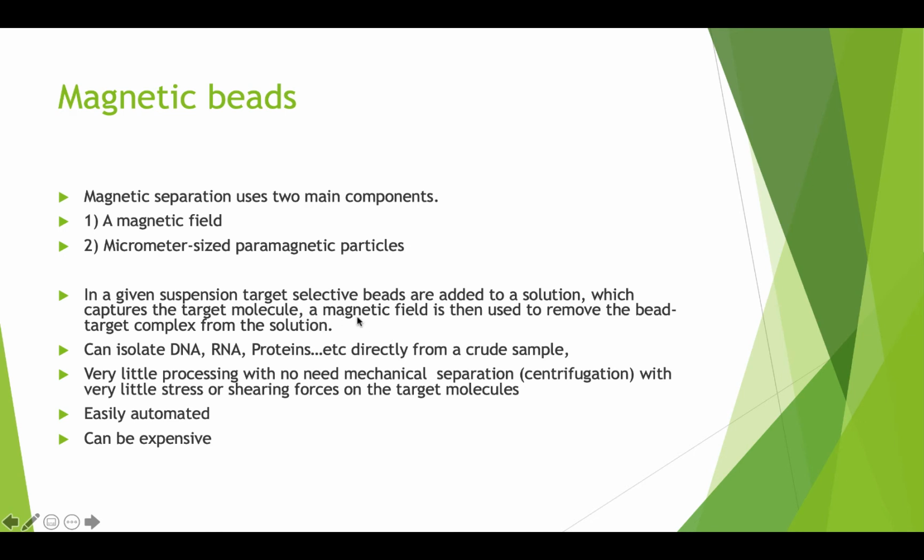So these small magnets bind the DNA, and then you put your magnetic field and you capture only the beads, and then you lift the beads up from your solution and you leave everything else in the solution down. So you can isolate whatever you want. You can modify this application to RNA, proteins, and whatever, and lift them from your crude sample. The processing is less, there's less need for mechanical separation and very little stress from shearing forces on your target molecule. Very easily automated.